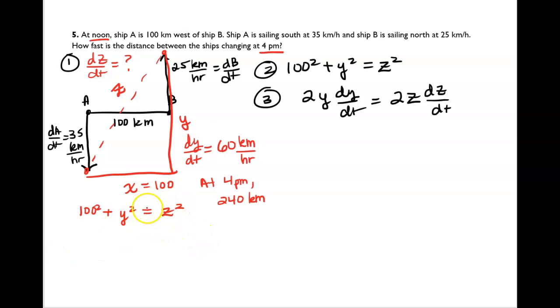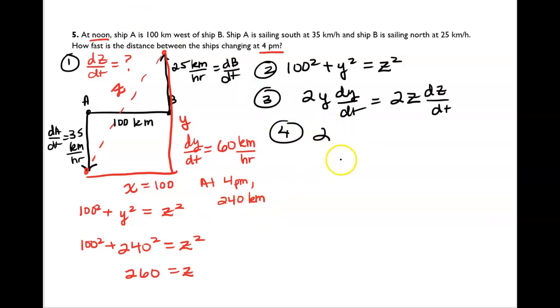So then if I want to figure out how far their actual distance is, I can go ahead and plug in that 240, and then I can solve for my z. If you solve for that, you will get 260 for your z. So I can go back here to step 4 and plug those values in. So my y is 240. My dy/dt is 60. My z is 260. And my dz/dt is what I'm trying to solve for.